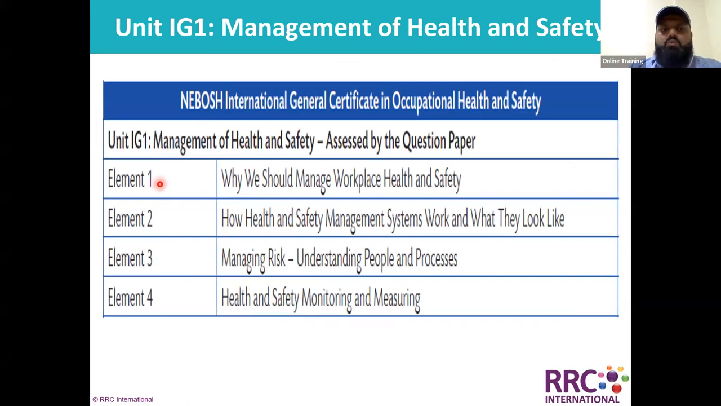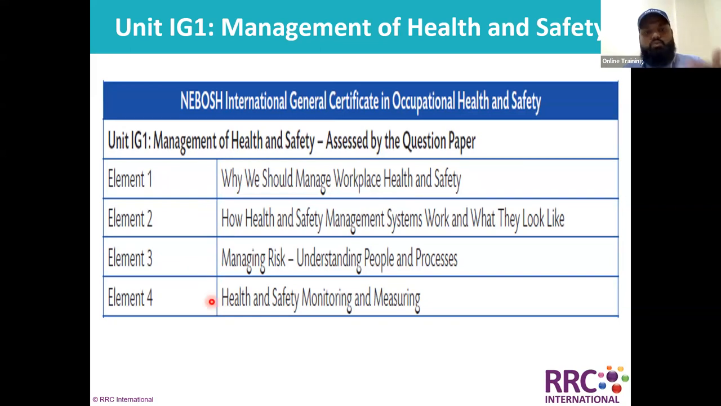In element one, what did we discuss? We discussed why we should manage workplace health and safety. In element two, we discussed how health and safety management systems work and what they look like. Do you remember in element one, we discussed the three main reasons: moral, social, and financial. In element two, we discussed different management systems, for example ILO, for example ISO. Then in element three, we focused on understanding people and process. We focused on managing the risk.